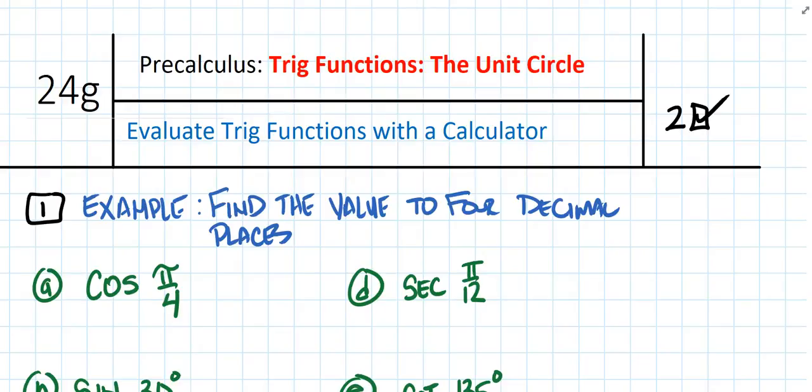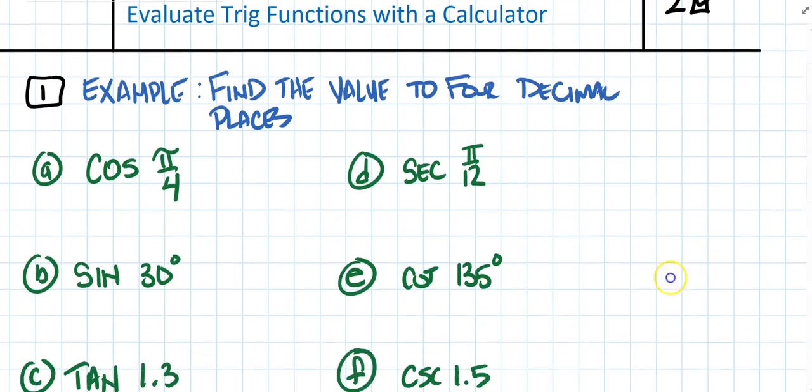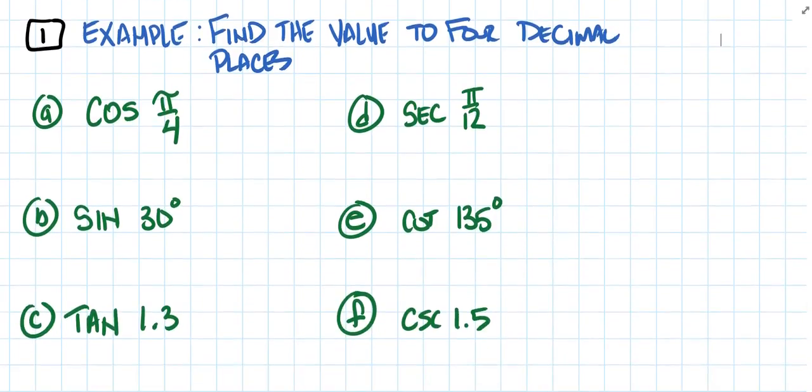Welcome to Precalculus Concept 24G, trig functions in the unit circle, and this is a very short video because all we're going to do is learn how to evaluate trig functions with a calculator. So go grab your calculator and come back and get ready to go. There are two boxes. Let's talk about box number one. It says find the value to 4 decimal places for the following.